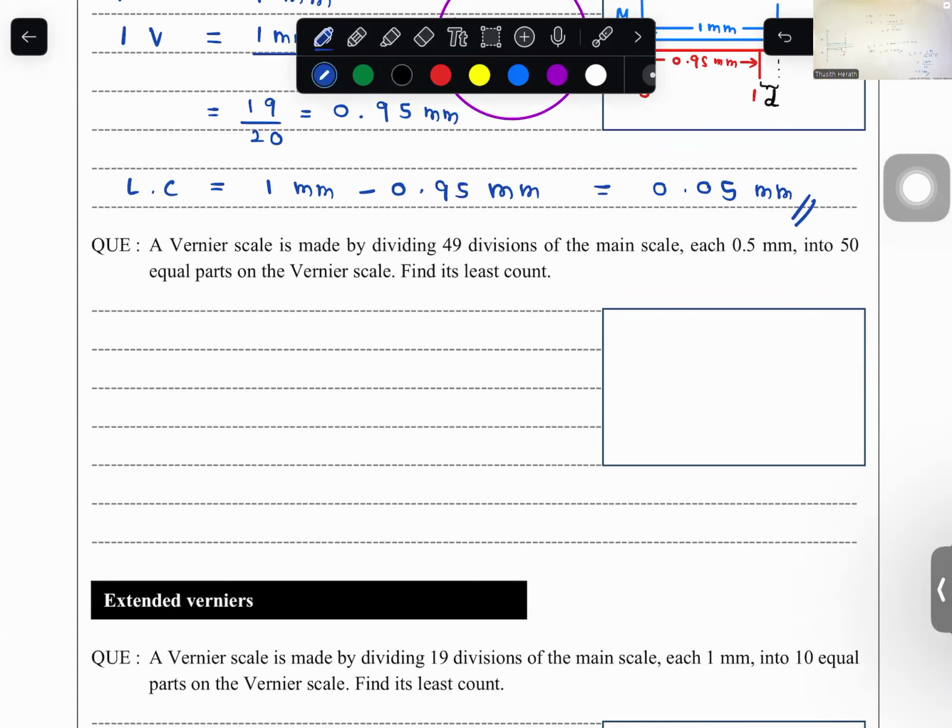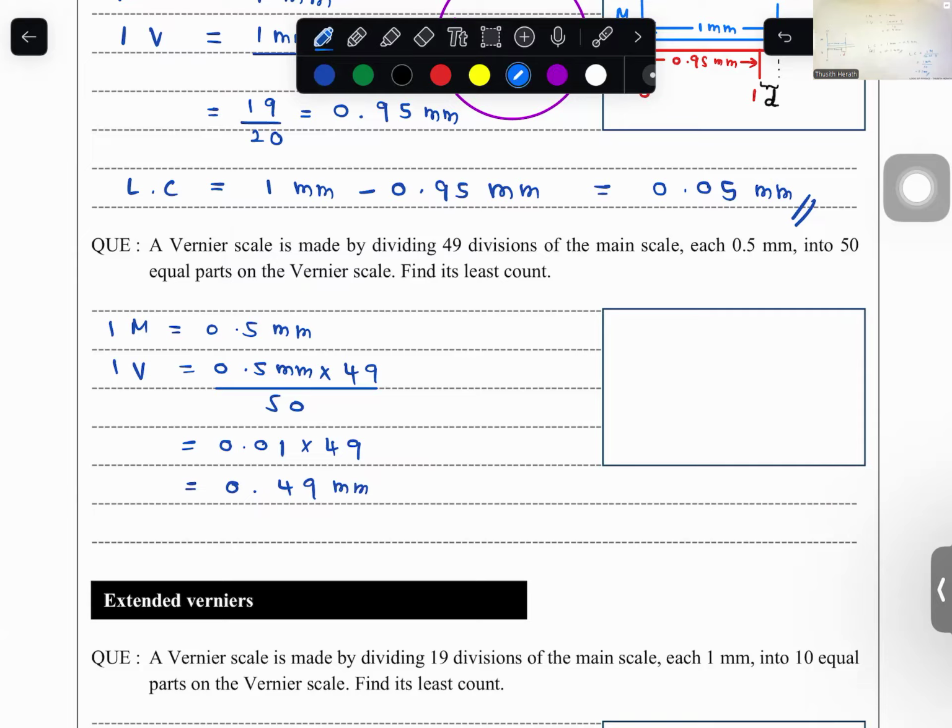The vernier scale is made by dividing 49 divisions of the main scale, each 0.5 millimeter, into 50 equal parts. One main scale division equals 0.5. One vernier scale division equals 49 of the 0.5 parts divided into 50 equal parts, right? So 0.5 over 50 means 0.01, times 49 means 0.49 millimeters. This is the length of one vernier division.